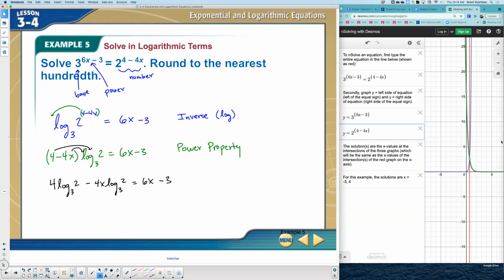Now, what I'm going to do here is combine my like terms. I'm going to get the x's together and the numbers together. So I'm going to add 3. And over here, this doesn't look like a common term, but I'm going to type that in the calculator and actually get a decimal value there. Those two will combine. And I'm also going to add 4x log base 3 of 2, which doesn't look like a 6x, but in the calculator will also be a decimal value. I can get a numerical value for log base 3 of 2. So when I combine these, let's see what this equals.